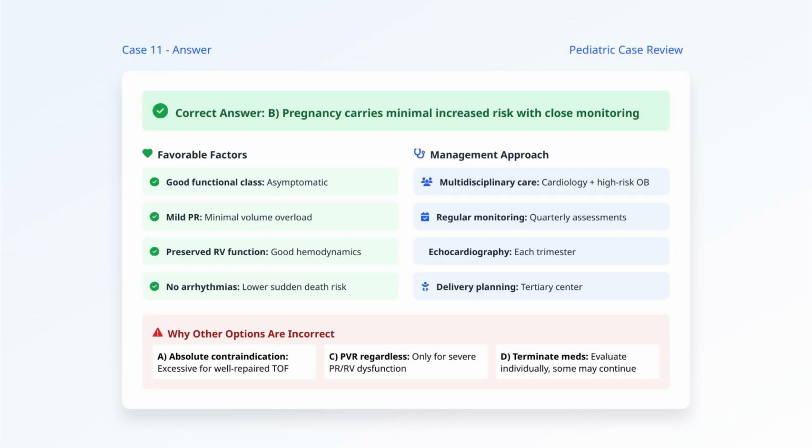The correct answer is B. For this patient with well-repaired tetralogy of Fallot, minimal pulmonary regurgitation, preserved right ventricular function, and no arrhythmias, pregnancy carries minimal increased risk with close monitoring.